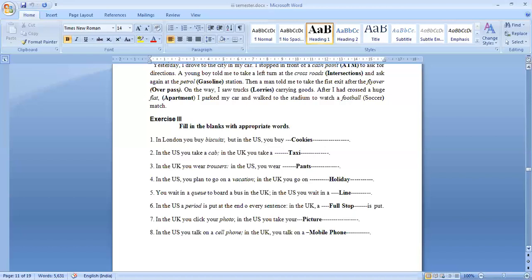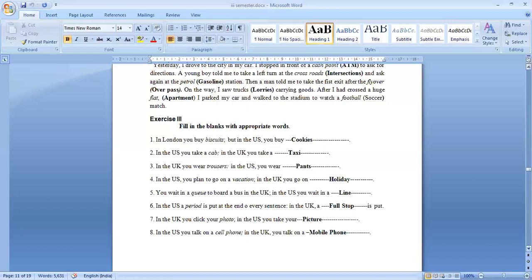When UK people want to board a bus, they want to travel on a bus, they stand in a queue and try to board the bus. But American people stand in a line. So the equivalent for the Britishers' queue is the Americans' line.